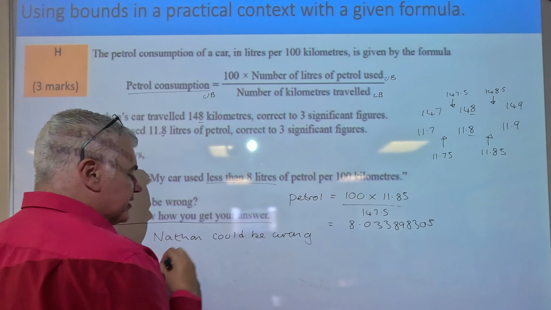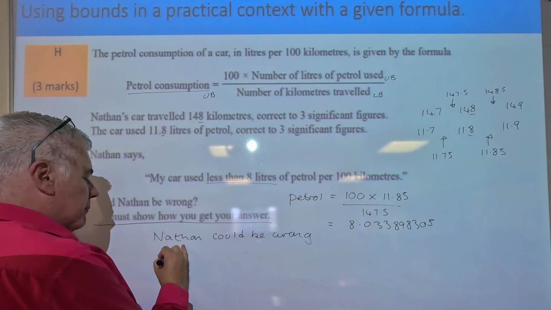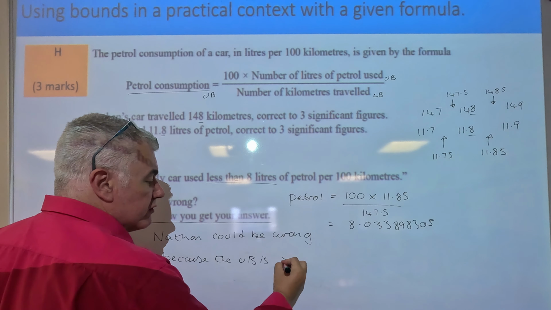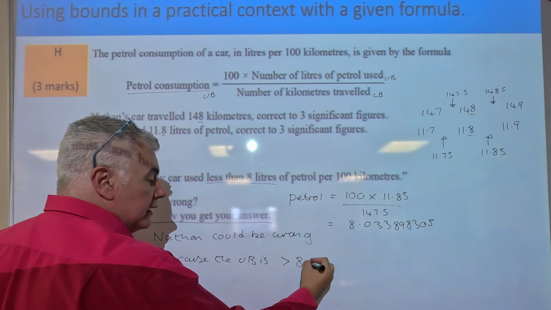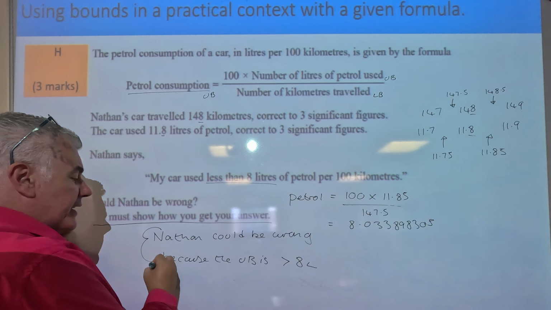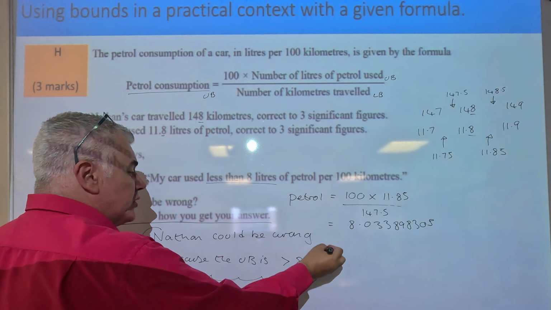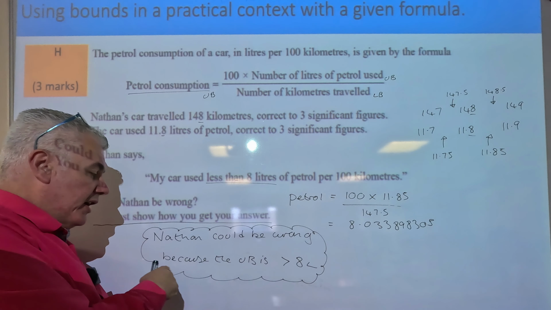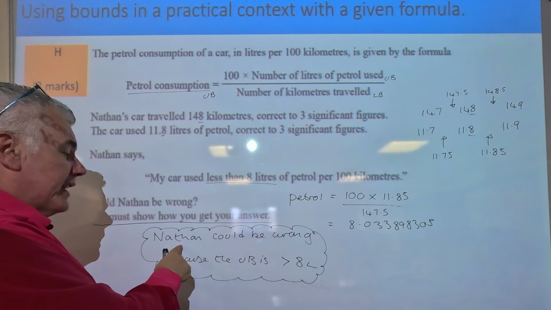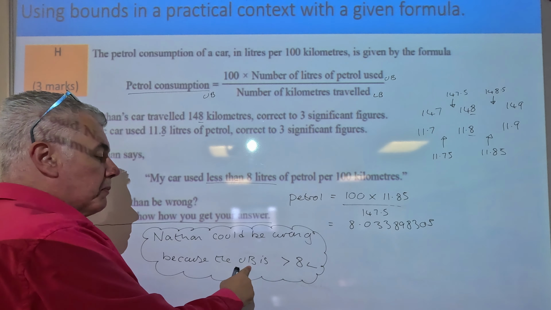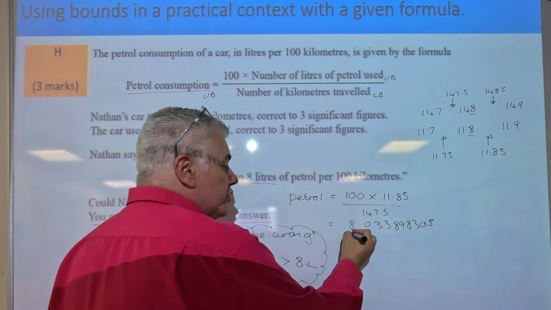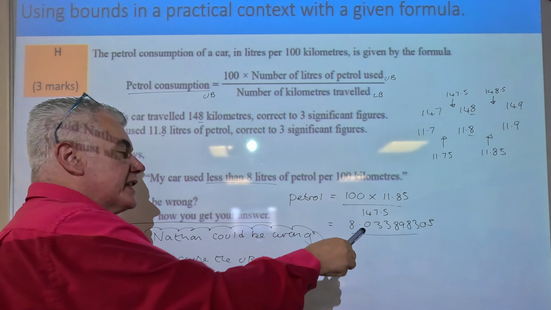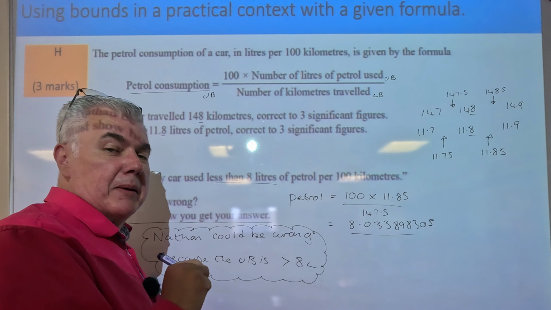So we're just finishing off with a sentence. Nathan could be wrong because the upper bound is greater than 8 litres. So that's my closing sentence. This type of question, when you're asked to justify something, when you're asked to give a yes or a no answer, you need to round it off at the end. Nathan could be wrong because the upper bound is greater than 8 litres. It's only just greater than 8 litres, but it's still at the upper bounds of his values. He could have used more than 8. I hope that makes sense.